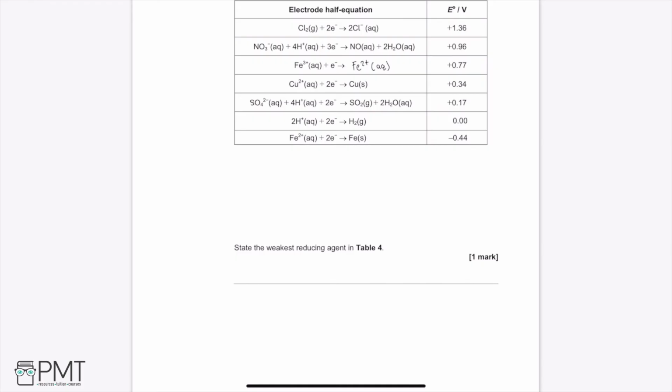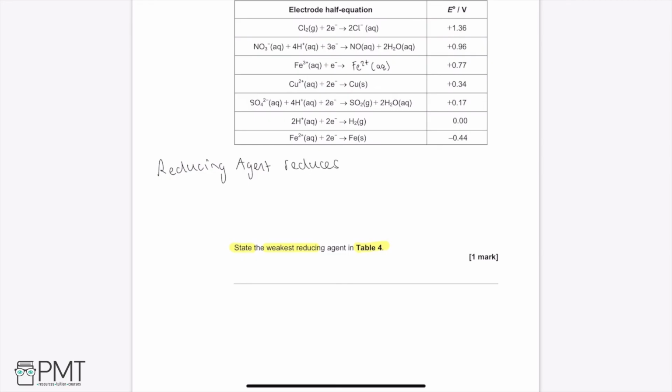Moving on, we are then asked to state the weakest reducing agent in the table. Now, given the superlative weakest, we know that we will have to go for either the top or the bottom in the table. For this, we can use three key ideas. The first being what a reducing agent is, and this is an agent that reduces something and in itself is oxidized.